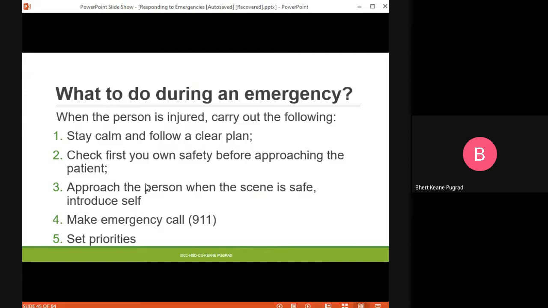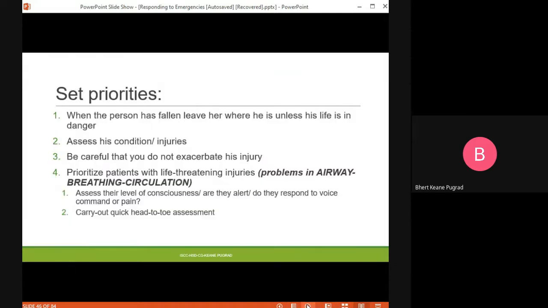Okay. Number three, approach the person when the scene is safe and introduce yourself. Okay, so you could introduce yourself, like for example, I am Berkian Pugrad, I am trained first aider, or I can help. Mga ganon. And number four, make emergency call. Not necessarily na ikaw yung tatawag, no? So if you are directly attending to the patient, ask someone of the bystanders to make an emergency call, okay? Or you activate the EMS na tinatawag natin. And the last is you set priorities.